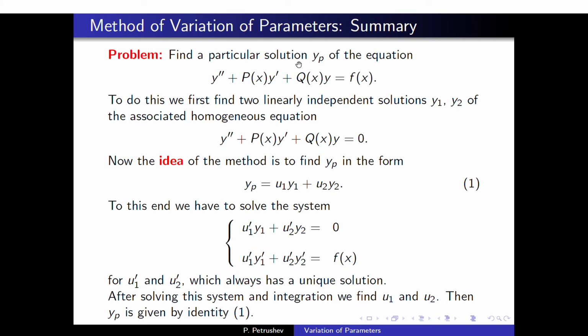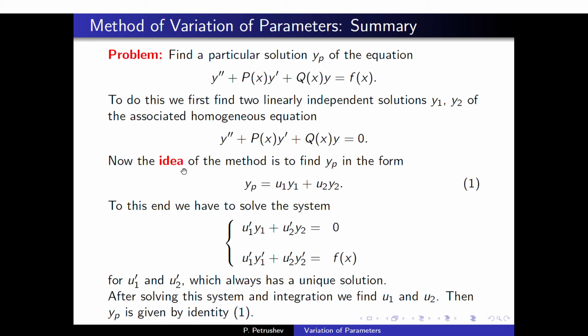So we are given a second order non-homogeneous differential equation. The problem is to find a particular solution of this equation. The first step is to find two linearly independent solutions of the associated homogeneous equation.